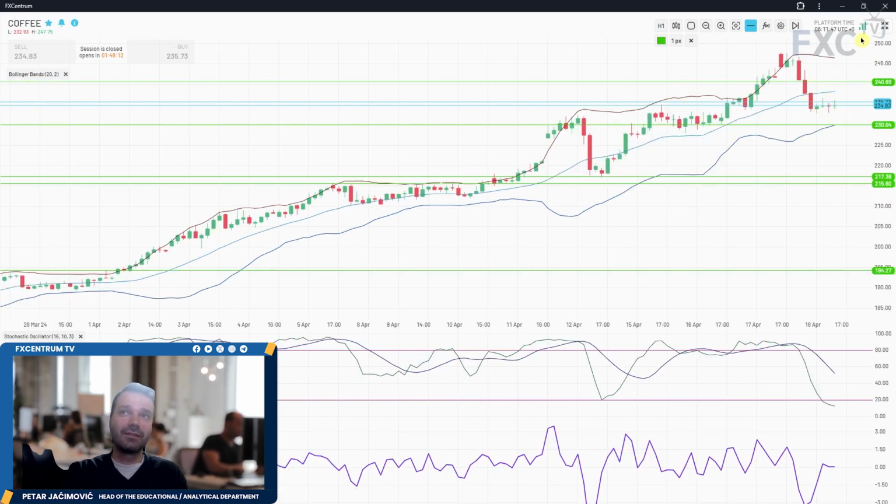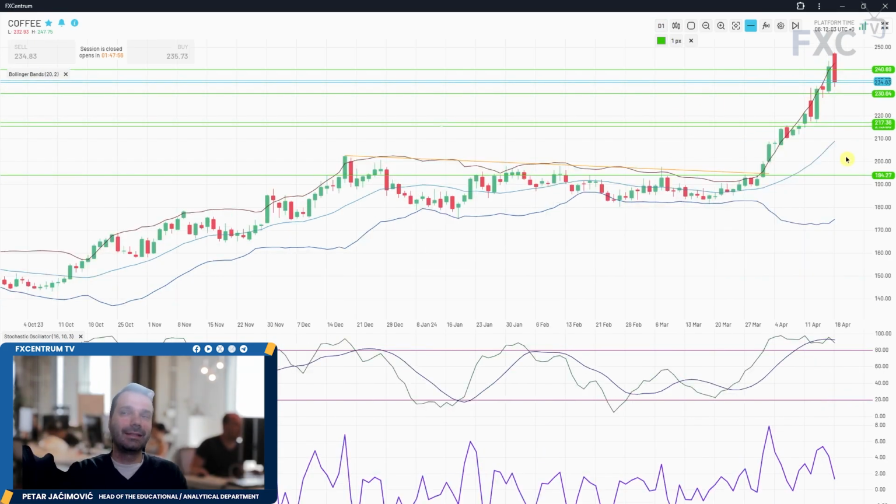We don't have a confirmation yet. There is still a chance for market to rebound, retest 250 area again, and then eventually continue higher. But in case the downside move below the lower Bollinger Band on the hourly and market can hold below, then there will be a chance for a bigger pullback, let's say, on the daily time frame.